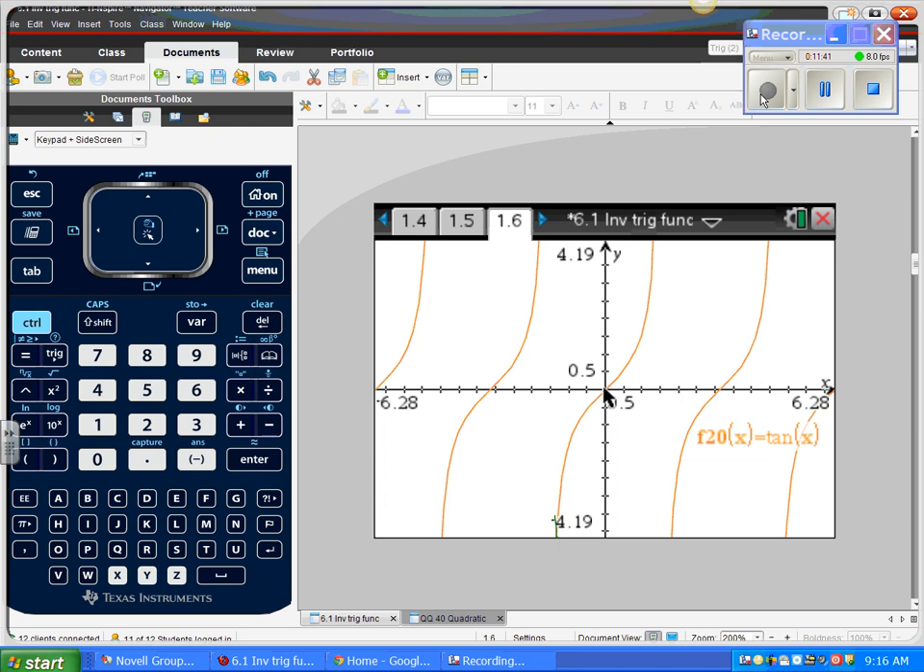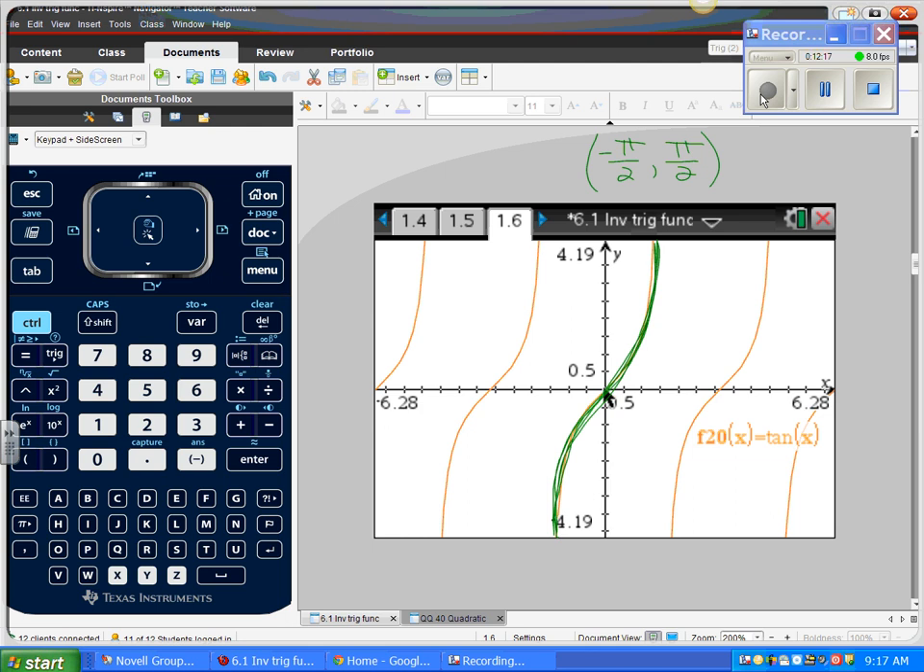Now, who wants to fill in the missing piece here that I'm thinking about? No? What am I concerned about? I don't include negative pi over 2 to pi over 2. Why? Why are these values not included? Why don't I include them, though? There's a reason. There's a very specific reason I do not include those values. Say it again. Yeah. Okay.